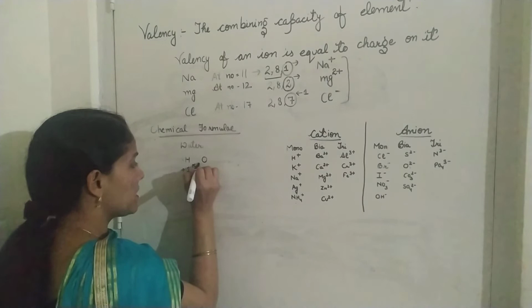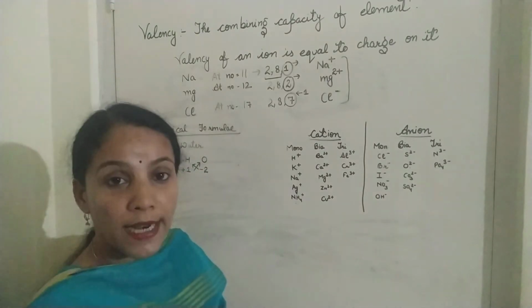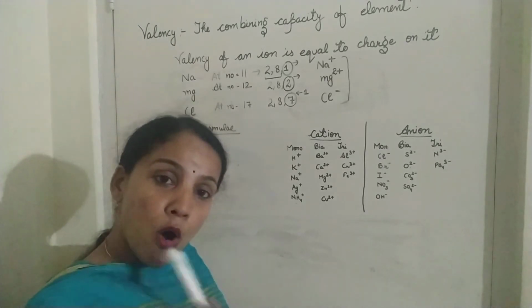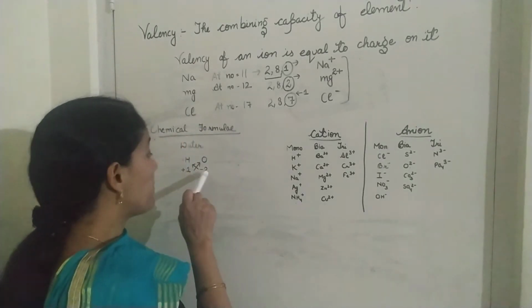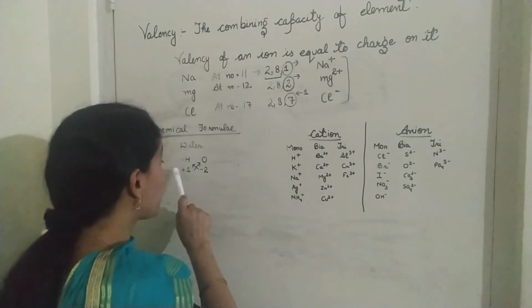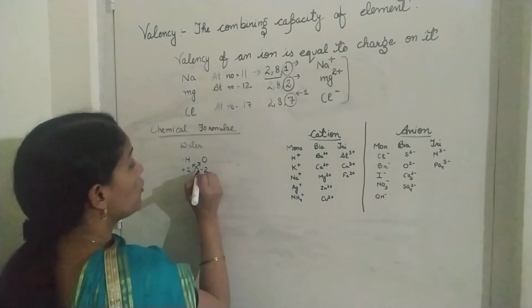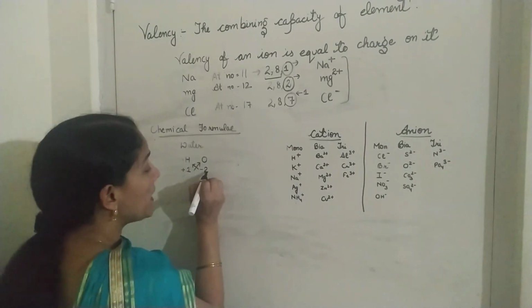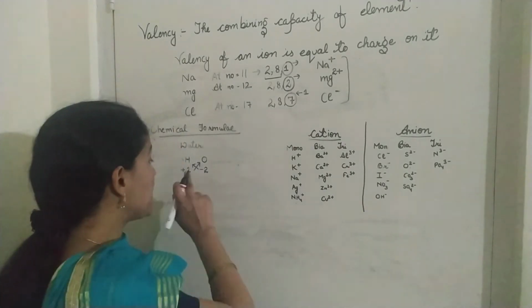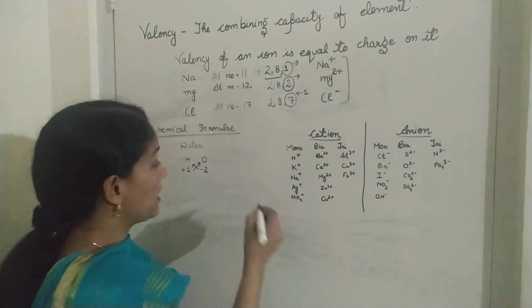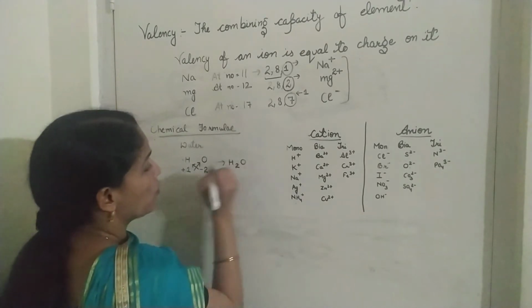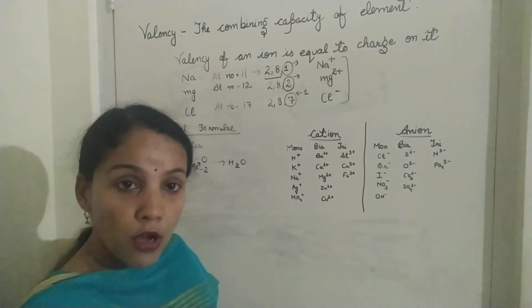Now crisscross here. When you have to write the chemical formula, you have to write only the number. You have to write only the number, no need to write these charges there. When you have to do crisscross, you write the valency of the second one with the first element and the valency of the first one with the second element. So we get H2O. This is the chemical formula for water.